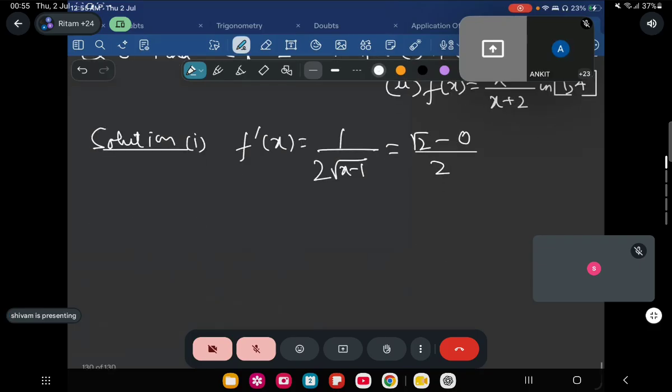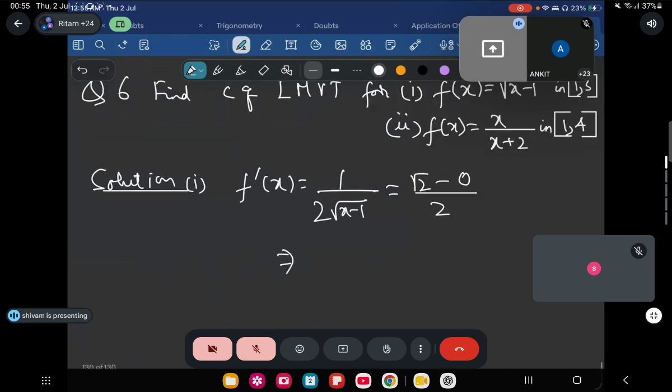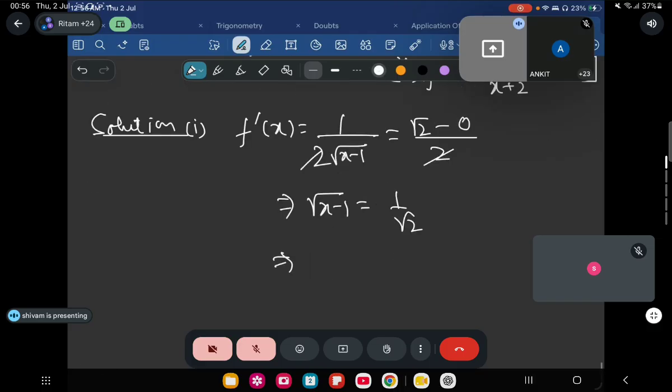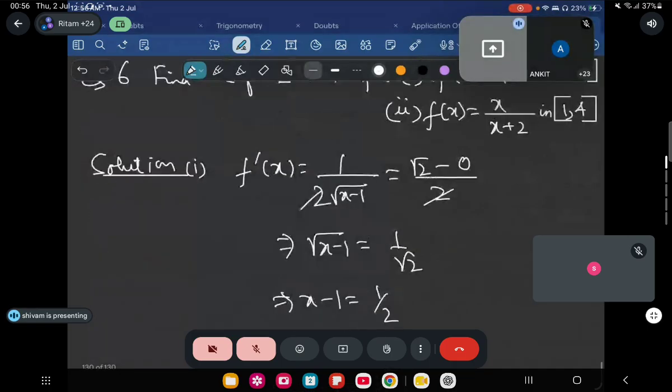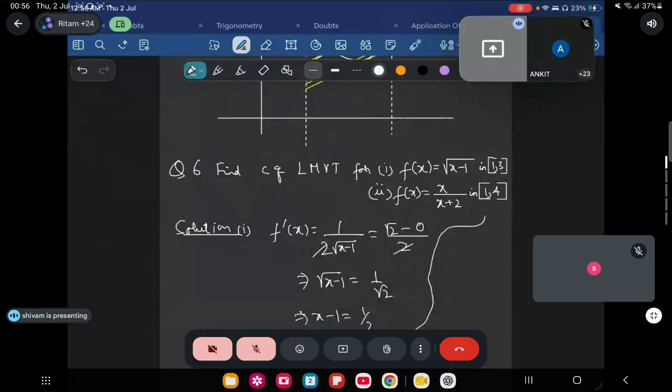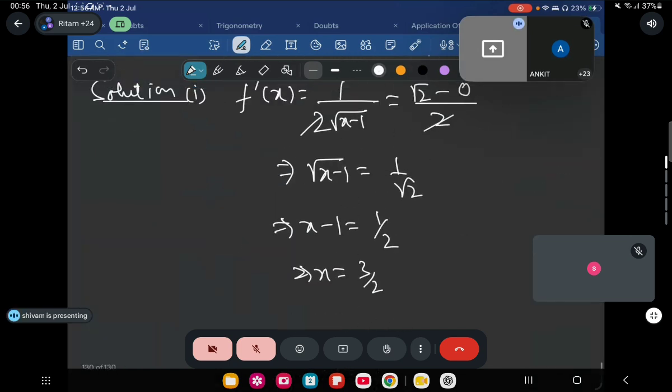Yes, sir. Okay, from here I need to find out the value of x. So over here, 2 will get cancelled. You will get root over x minus 1 is equal to 1 upon root 2. Squaring both sides, x minus 1 is equal to half. This implies x equal to 3 by 2. Just need to check whether 3 by 2 lies in the interval or not. Tell me, Ankit, does it lie in the interval? Yes, 1 to 3. So this is the C of Lagrange. Tell me, Sohan, are you getting? Yes, sir.